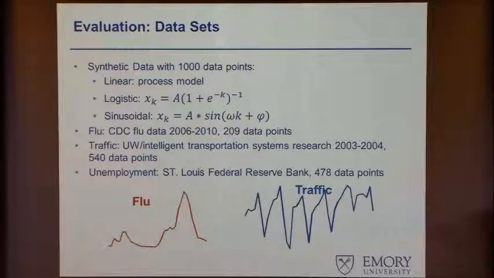We also tested it with several real-world data sets. These include the flu data set from the CDC collected over a several-year period, including 209 data points, the traffic data from the University of Washington Intelligent Transportation Systems research between 2003 and 2004, and an unemployment data set. These two figures just illustrate how the data look. They do have different dynamics.